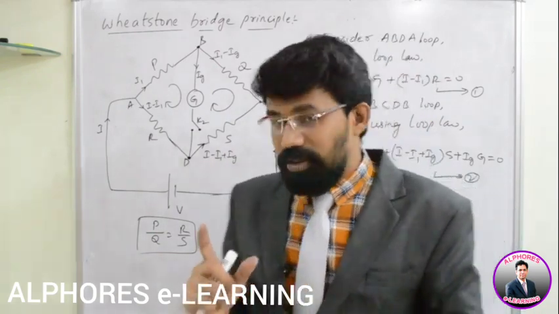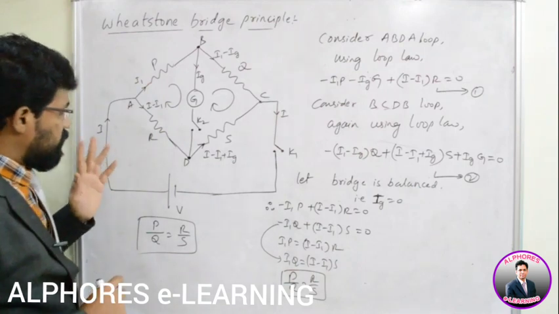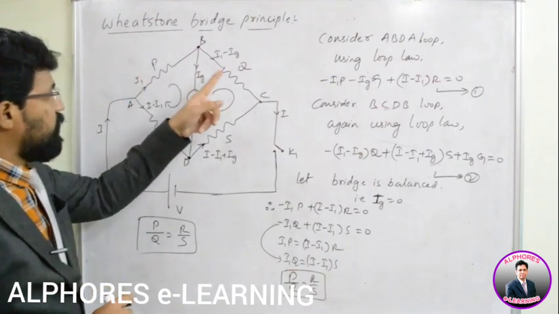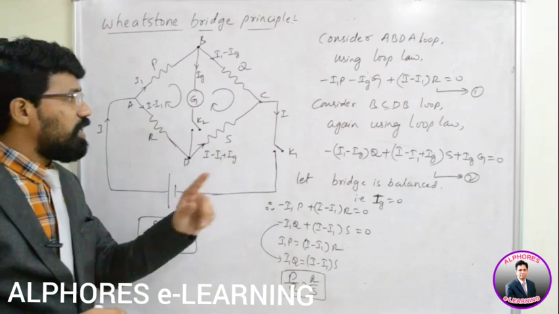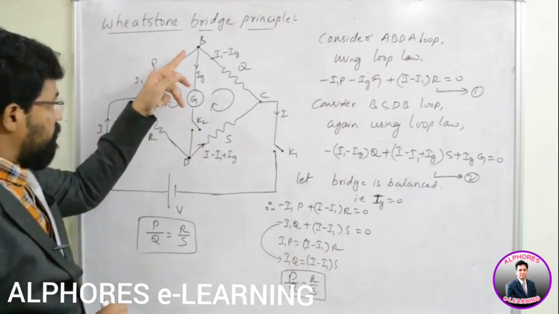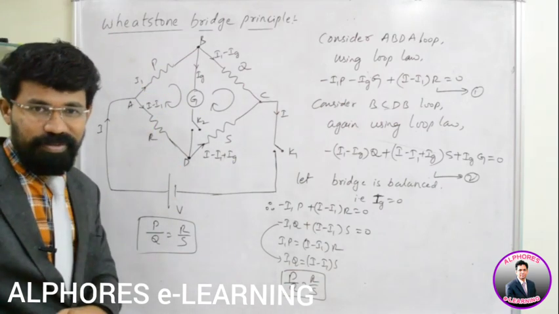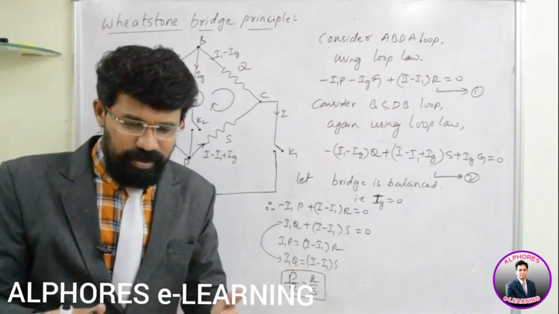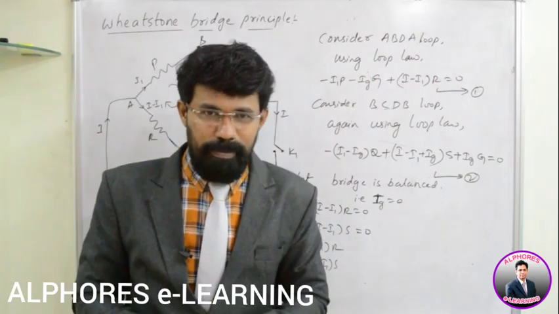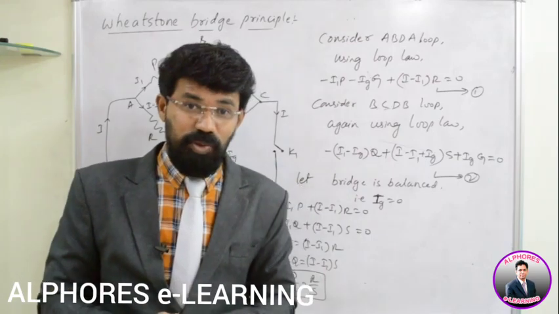Okay, so all that you should know is when the bridge is balanced. Bridge is balanced in the sense that if the ratio between P and Q is equal to the ratio between R and S, then there won't be any current passing through this one. Or if there is no current passing through this one, P by Q is equal to R by S, vice versa. Okay, so let us verify that. I will show you one small simulation. In that simulation, we will be able to verify whether it is true or not.